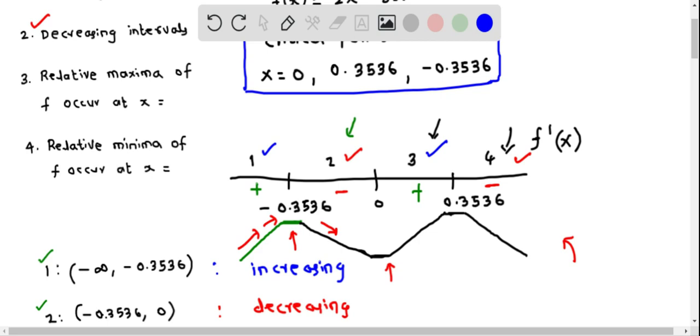So we write down negative 0.3536 as a relative maxima. I'm sorry, there are two relative maxima. It is maximum here as well as here. So we can include one more value of x, positive 0.3536. Similarly, we can determine the relative minima. It is only at this point, that is only at x equals 0, that there is a relative minima.